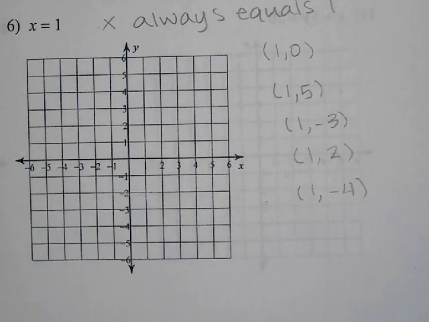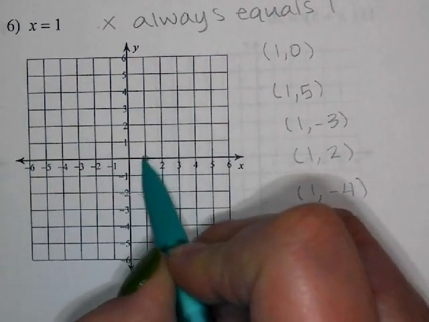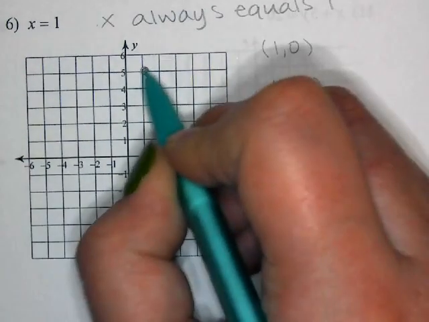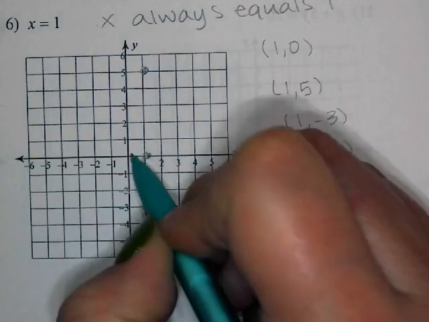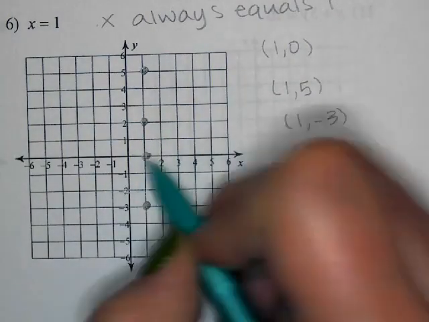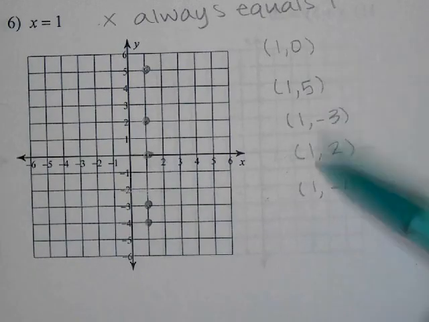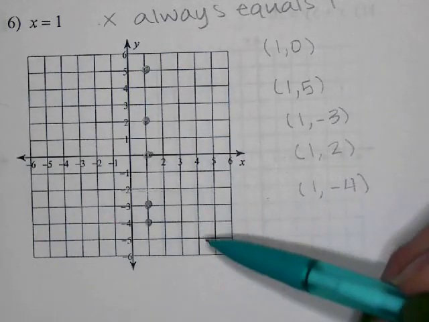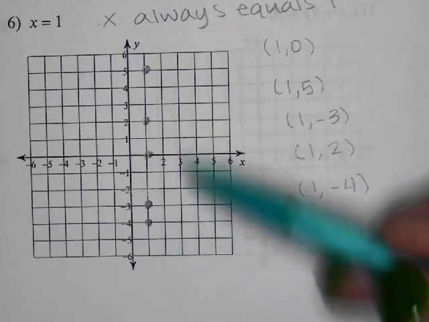So if we pick these points and we start to graph them, 1, 0, 1, 5, 1, -3, 1, 2, 1, -4. So what it means is, if the x is always 1, where's the line going to be? It's going to be a straight line. It's going to be a vertical line at 1.